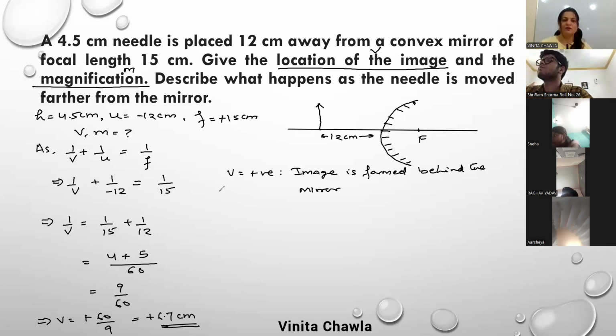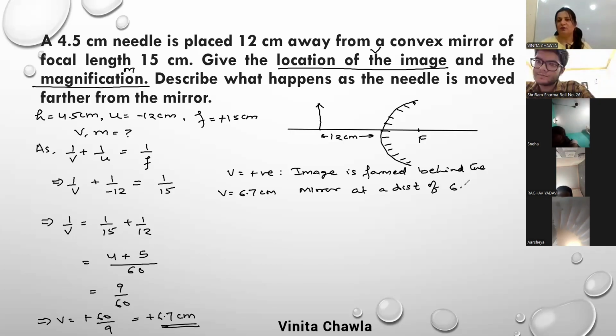And its value is given, it is 6.7 centimeter. So at a distance of 6.7 centimeter from the mirror, right? And in mirrors, if we get a virtual image, it is always found behind the mirror. So the image is virtual, but we need to prove it. How will we prove it?